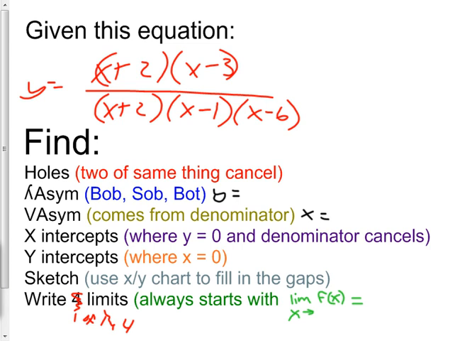Okay, holes. This part cancels, and it makes it way easier, because from that part on, you don't have to worry about those. You won't use them for any other part. So if you were using those for all the other parts, you're probably doing it wrong. And the hole there is because x equals negative 2 would cause the top and the bottom part to be 0. And when that happens, you've got a hole.